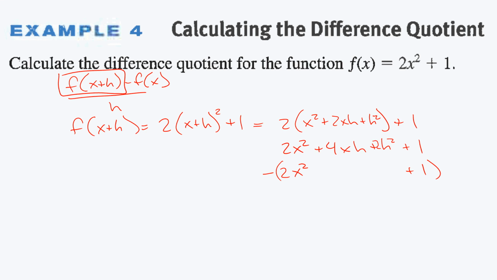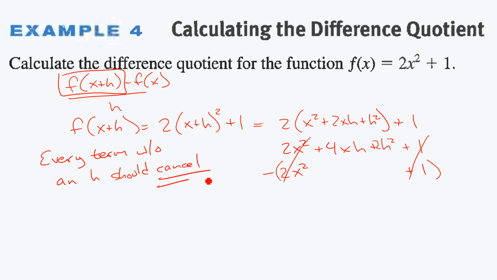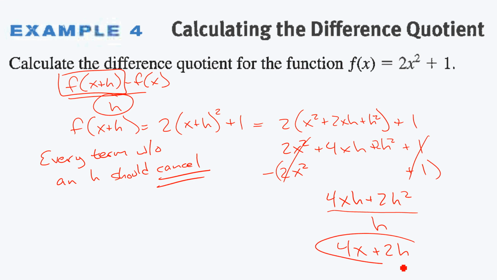plus 1. So those cancel and those cancel. If you're doing this right, every term without an h should cancel. So what do we have left? We have 4xh plus 2h squared. And we have forgotten about dividing by h. We're going to do that at the end. So divide everything by h. You get 4x plus 2h. And that is your difference quotient.